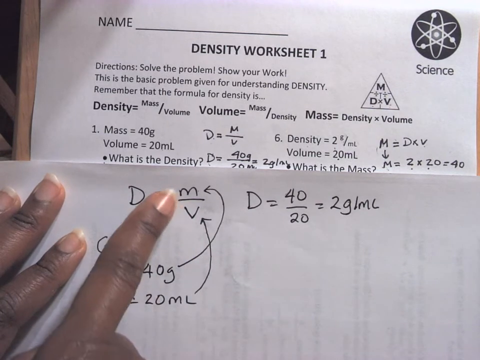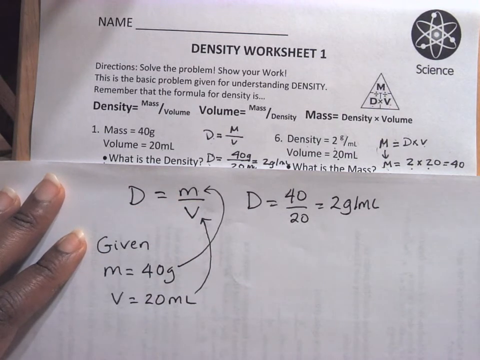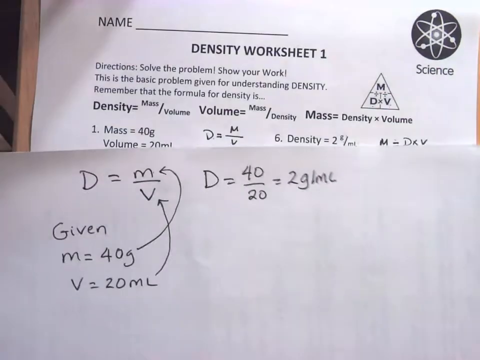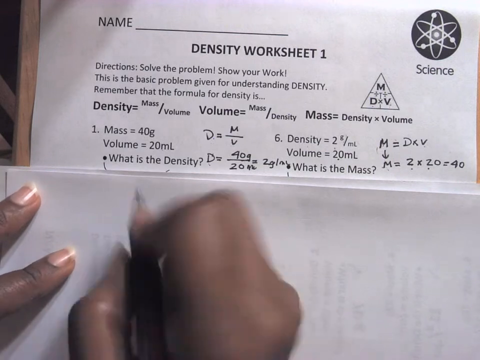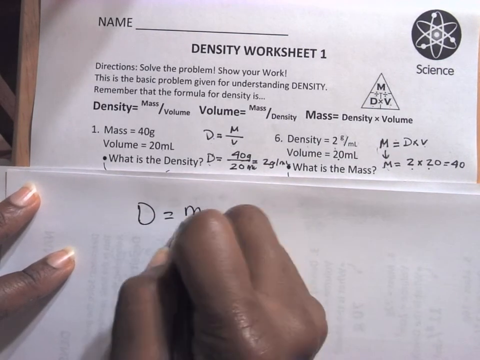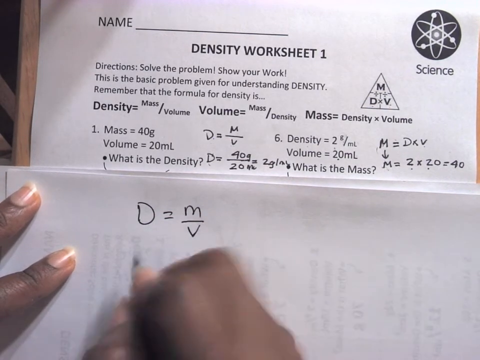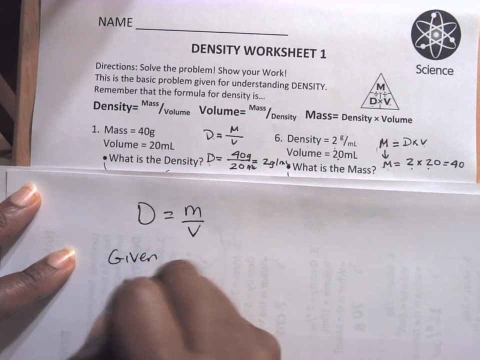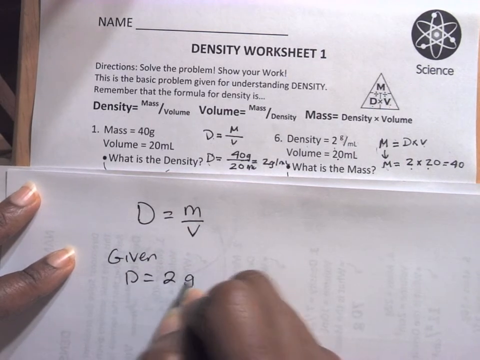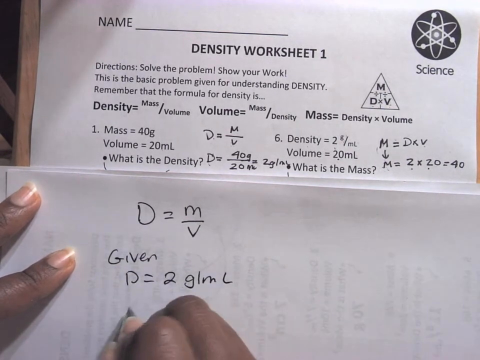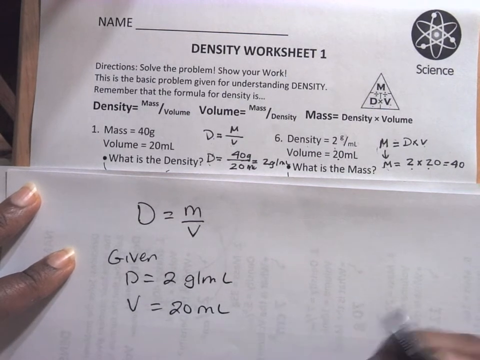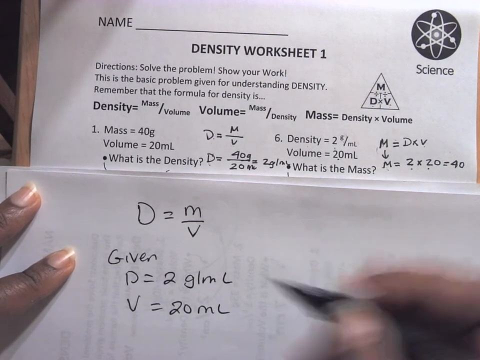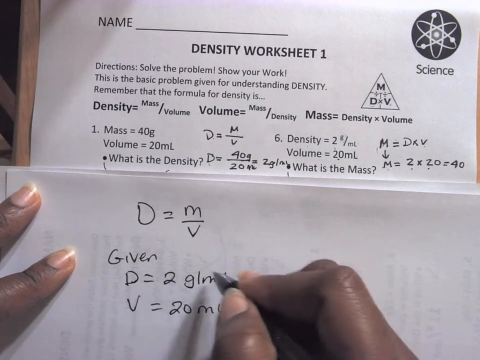So that part's easy when it's just plugging it into this equation. But what happens if you have to solve for mass or volume? How do you use algebra for that? Okay, so let's take a look at that example. In example 6, again, I'm using the same equation, density equals mass over volume. And I'm given density is equal to 2 grams per milliliter. And the volume is equal to 20 milliliters. And what I want to do is solve for the mass.